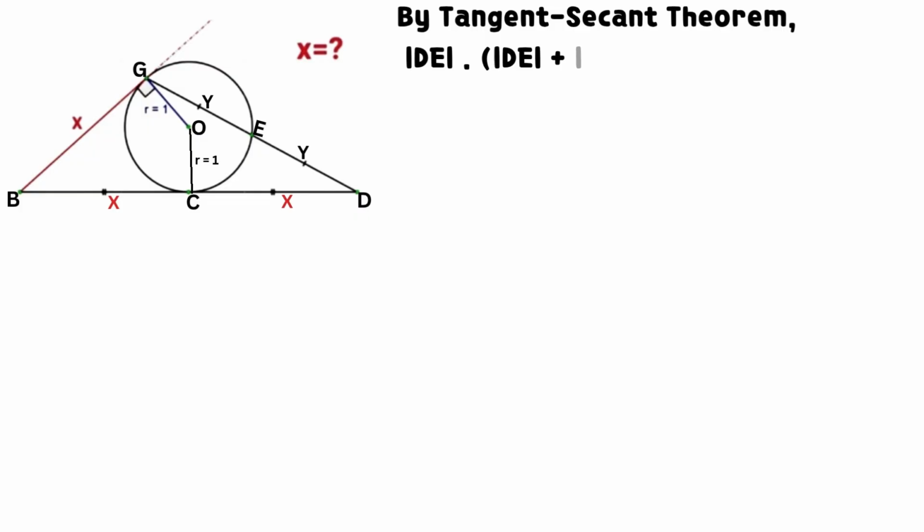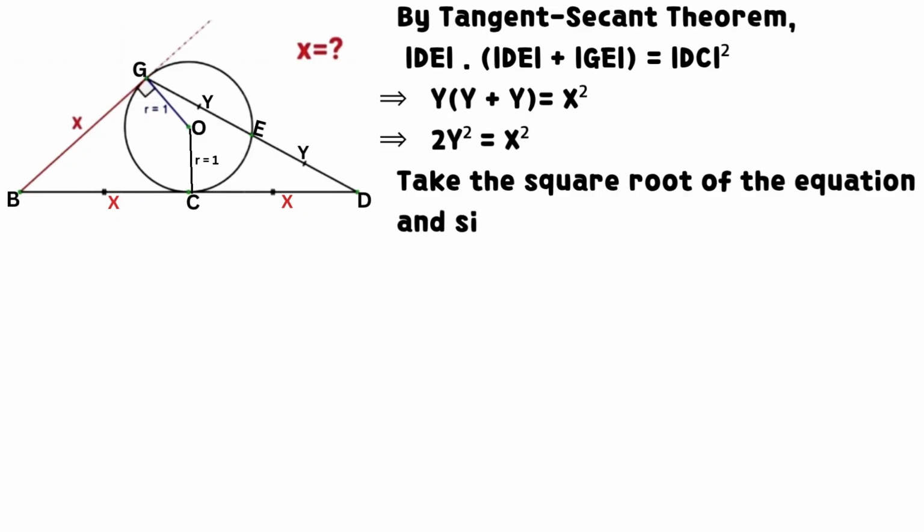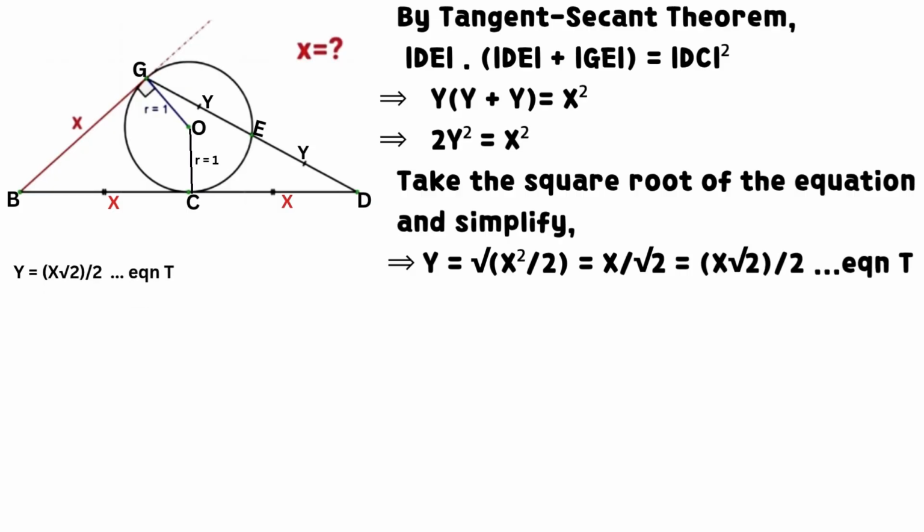By the tangent-secant theorem, the product of line DE and line DE plus line GE equals the square of line DC. This implies that y multiplied by the sum of y and y equals the square of x. Divide by 2, take the square root and simplify. We have that y equals the square root of half of x squared, which equals half of x times the square root of 2. We call it equation T.